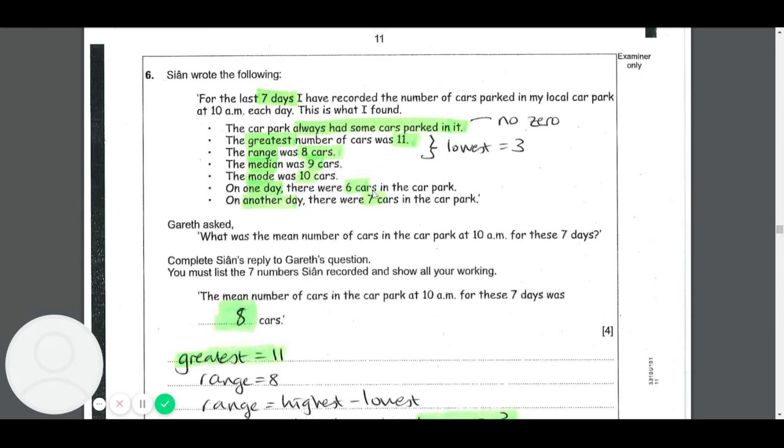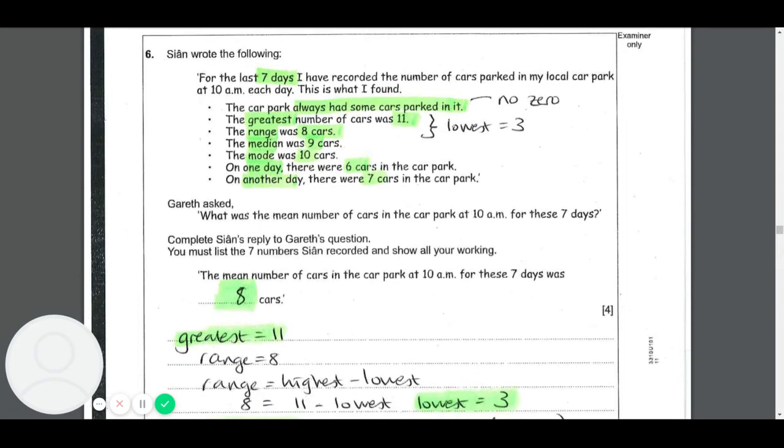Okay, so we've got to know what these words mean. So range, that's biggest take away smallest. Median, that's the middle one. The mode, the most common. On one day, there were 6 cars. On another day, there were 7. What's the mean number of cars?